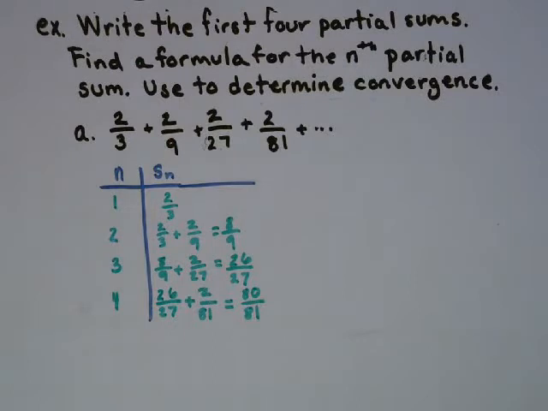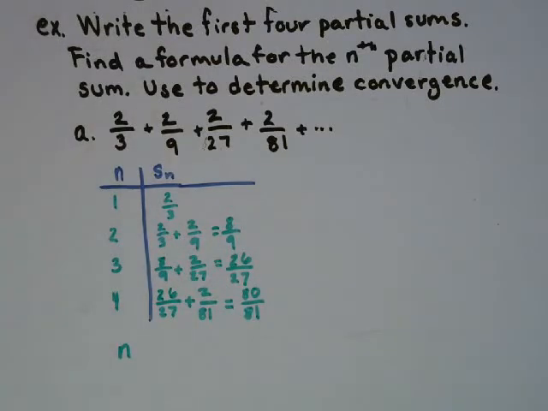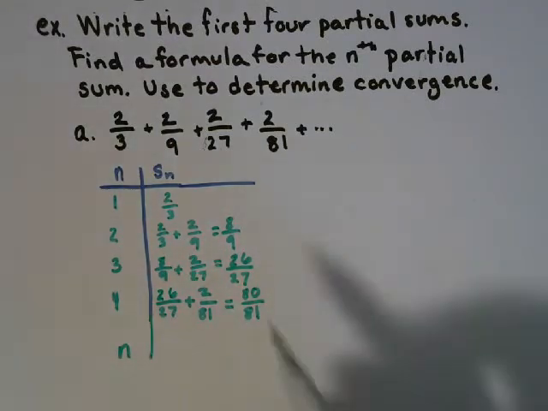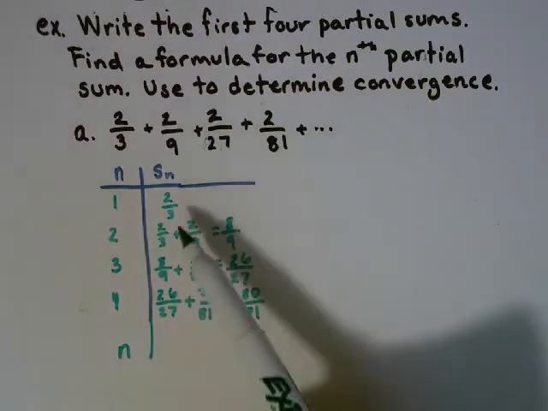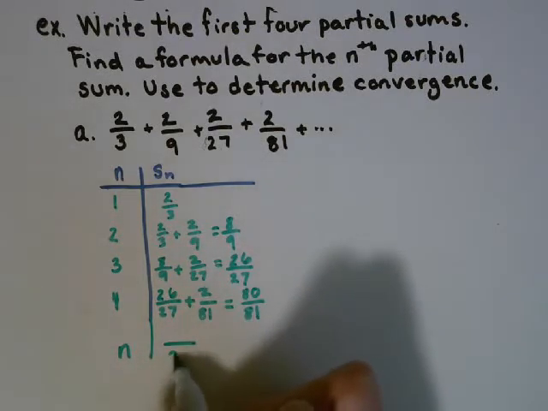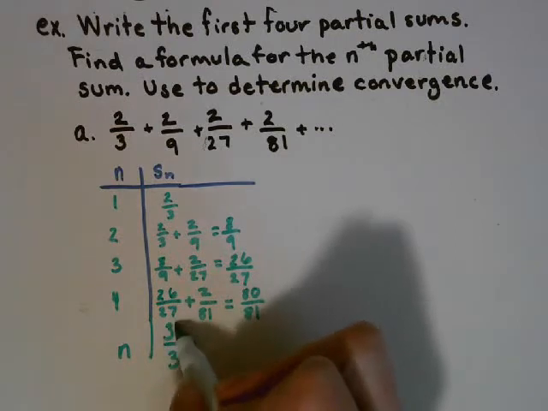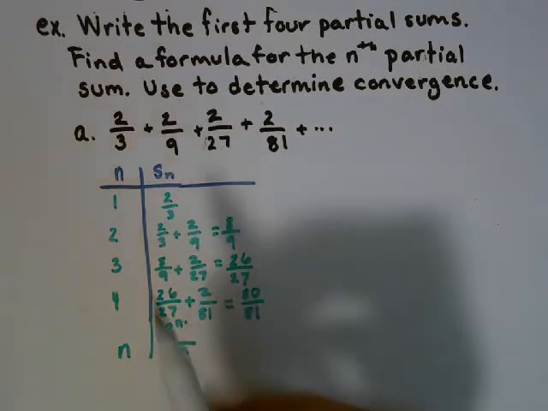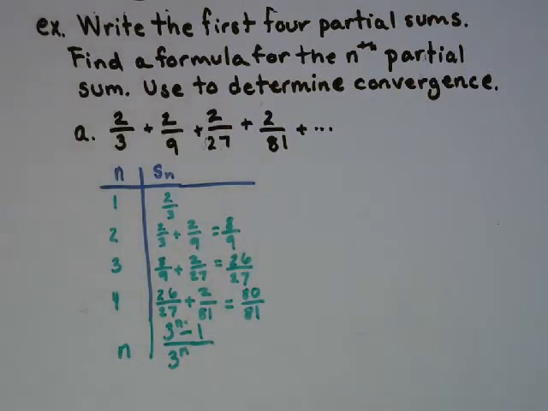So there's definitely a pattern here in those partial sums. So what we want to do is come up with a formula for the nth partial sum. Well, if we look at the relationship between this and this, so looking at the denominator, 3, 9, 27, 81, that's always going to be 3 to whatever that nth power is, and then the numerator is always just going to be 1 less than that. So it's going to be 3 to the n minus 1.